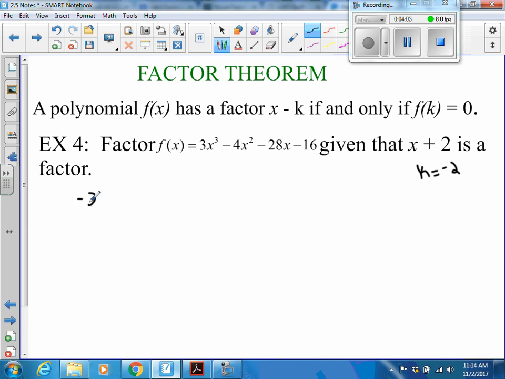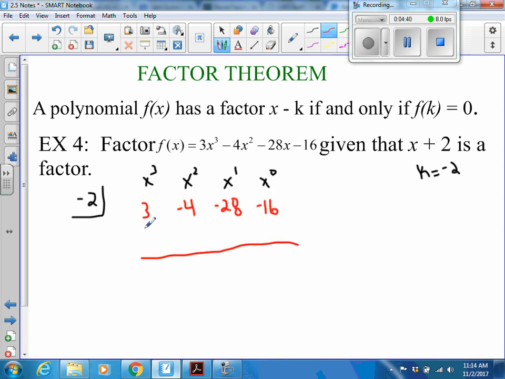So I have -2. I'm going to divide all of that with the coefficients. So remember, since we're starting with x cubed in our polynomial, we have our x cubed, our x squared, our x to the first, and x to the 0 power. That's our constant. So I write basically the coefficients of each term. So for the x cubed term, our coefficient is 3. We have -4 as our coefficient for x squared, -28 as the coefficient for x to the first power, and then -16.